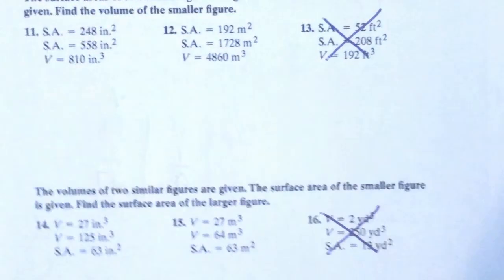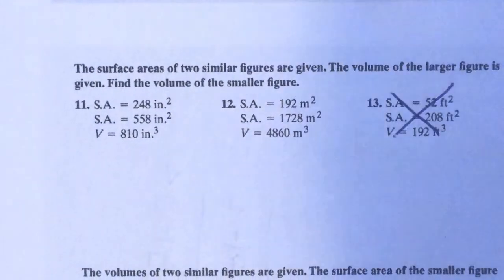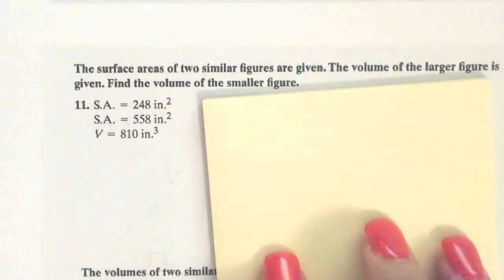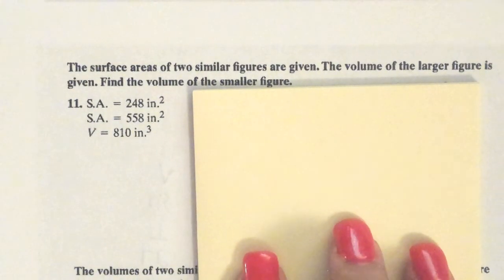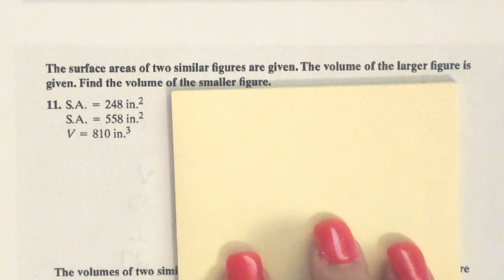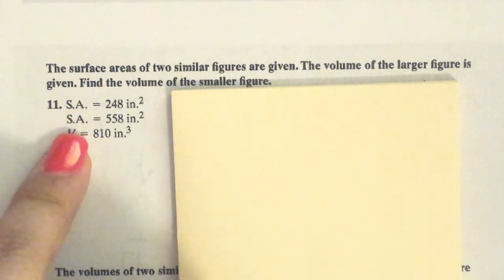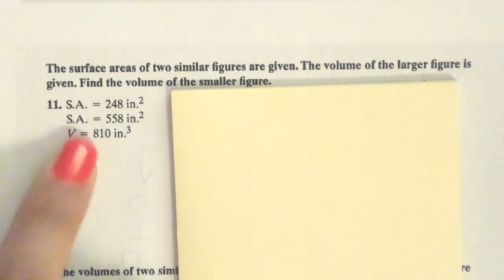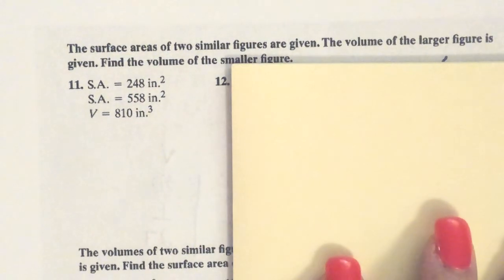And actually, let me see if I can zoom in. Okay. And I don't want you to look at this yet. So, it says the surface areas of 2 similar figures are given. The volume of the larger figure is given as well. Find the volume of the smaller figure.